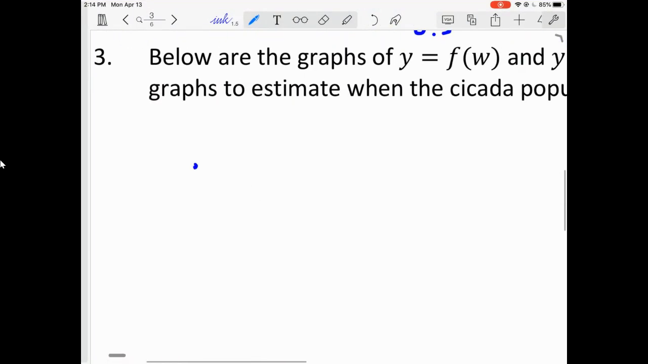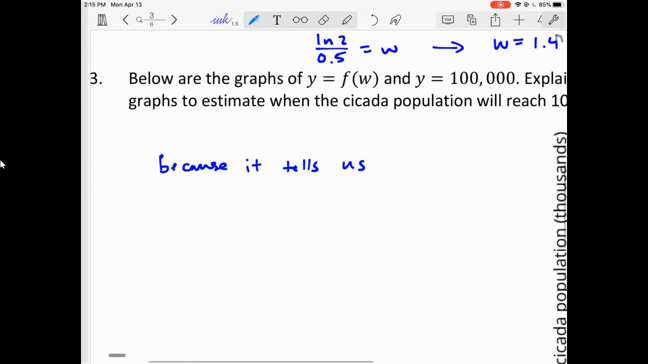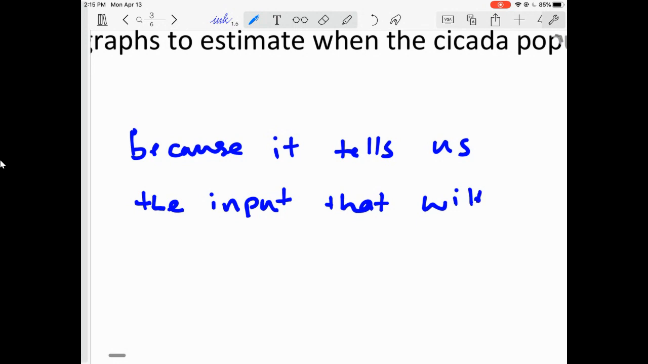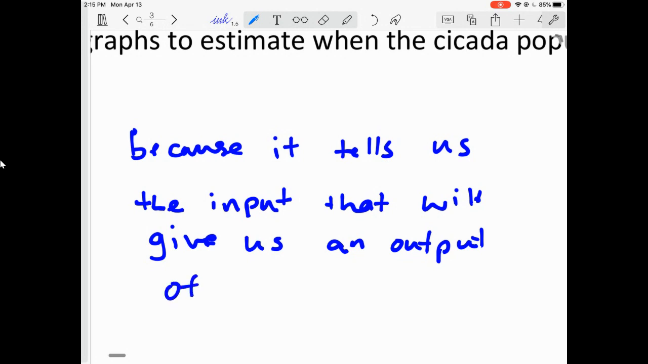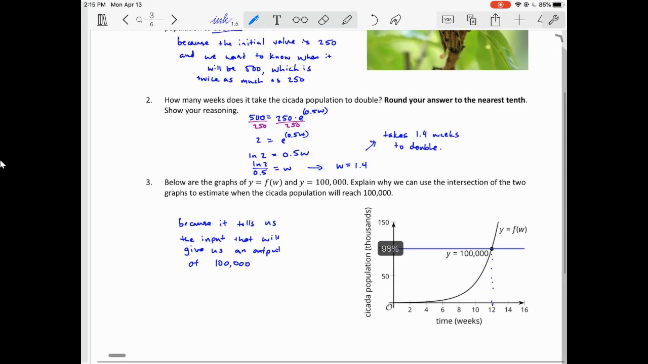So why? Because it tells us the input that will give us an output of 100,000. So we can solve these graphically as well.